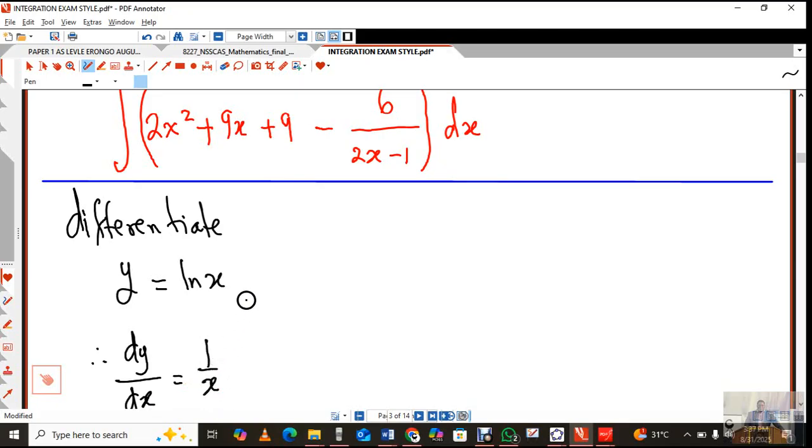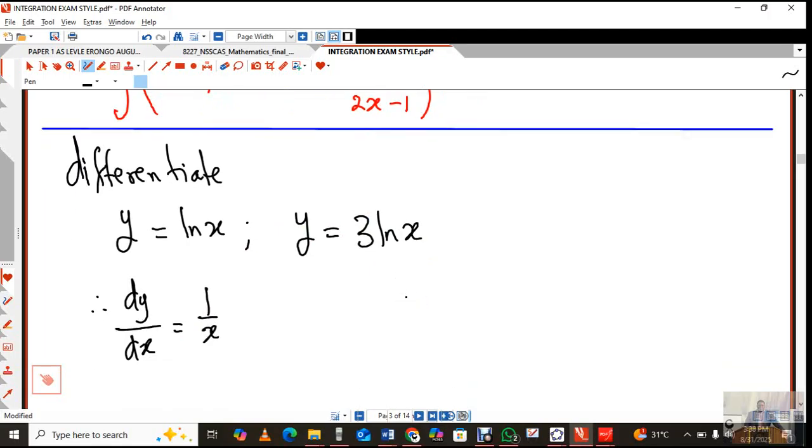Also, if you were to differentiate something like y is equal to, let's say, 3 times the natural log of x, you know that this can be written as dy dx is equal to 3, and then you take the derivative of the natural log of x, which is 1 over x, and simply this becomes 3 over x.